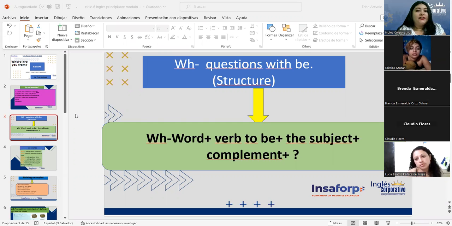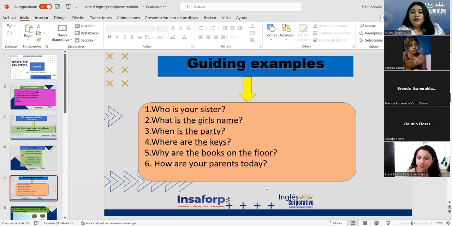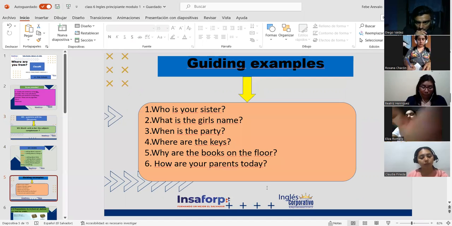But you still, if you want to achieve your goal, you gotta do it. Si usted quiere cumplir su meta, tiene que hacer el esfuerzo. All right? So let's move on. Let's continue with this. Getting examples. Let's see.